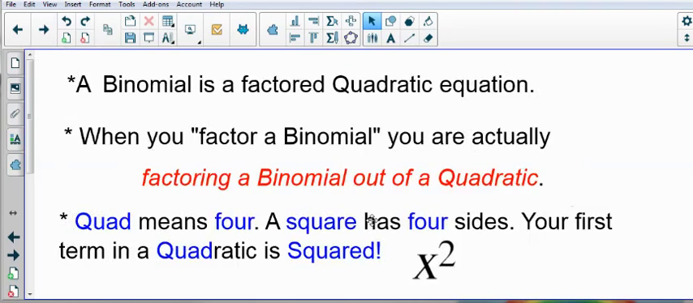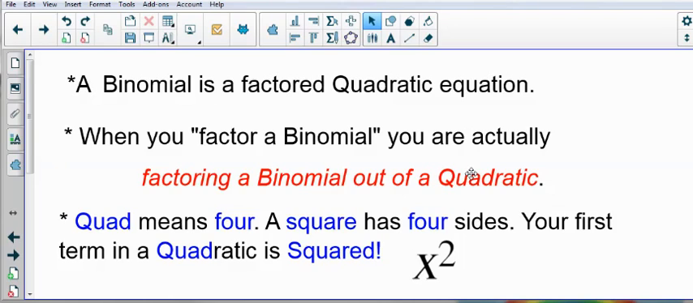Okay, so a few notes you need to get in your head. First of all, a binomial is a factored quadratic equation. I'm going to go ahead and write these things down. And when you factor a binomial, what you're actually doing is factoring a binomial out of a quadratic. So when someone says factoring binomial, that actually means you're factoring a quadratic. You're factoring the binomial out of the quadratic.